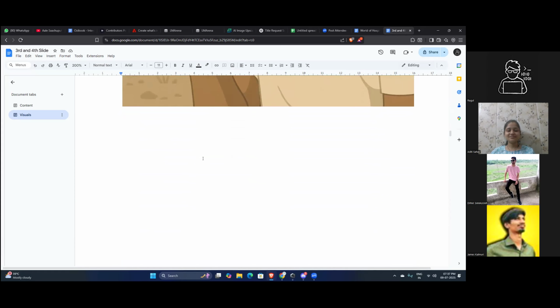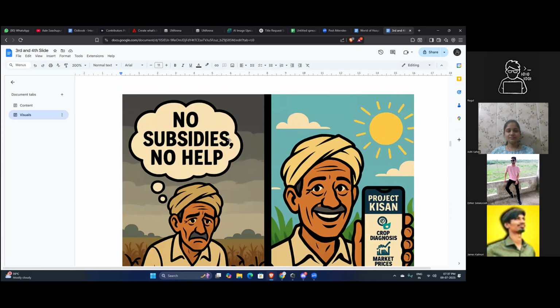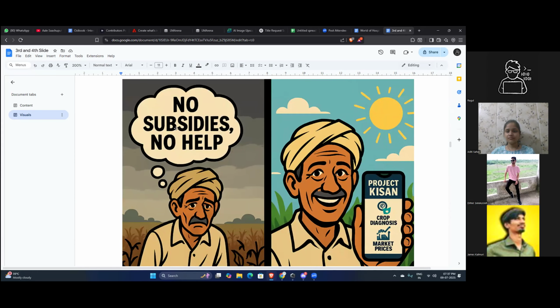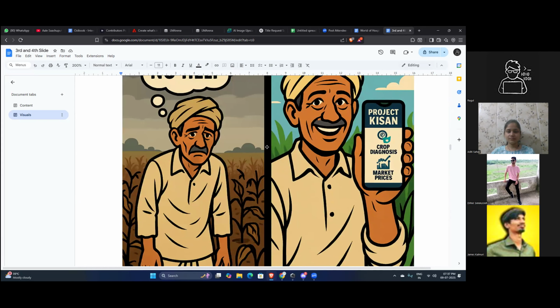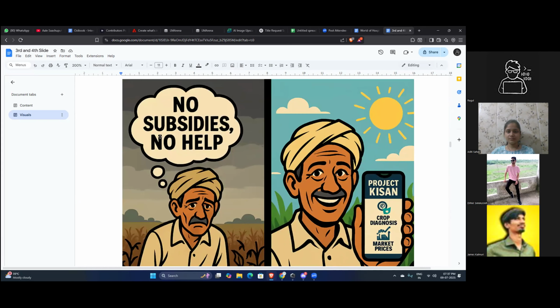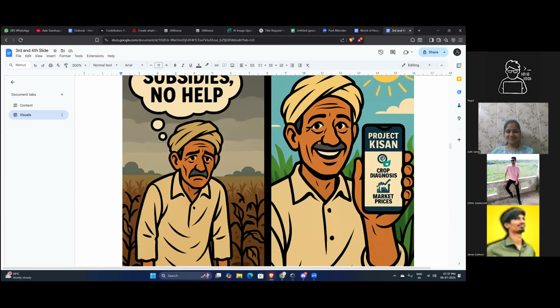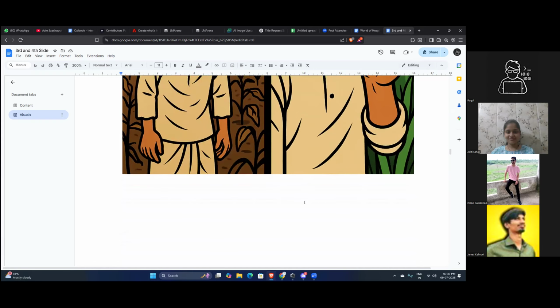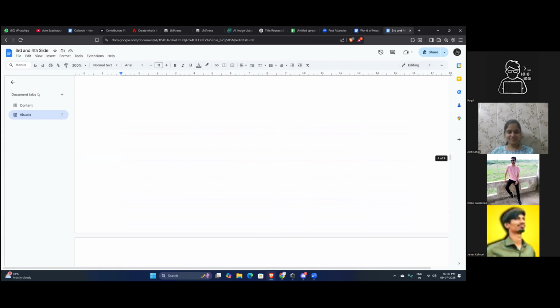The next image is the subsidy one. Those who don't have our app will say no subsidies, no help. But when they have our app, they will have crop diagnosis as well as market prices. So these are the four images I made.